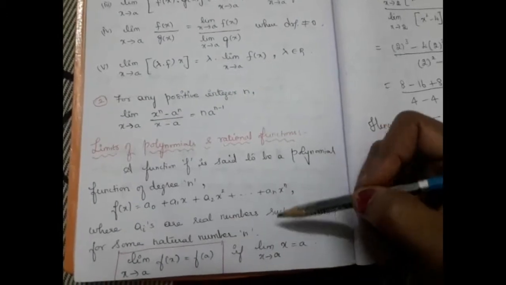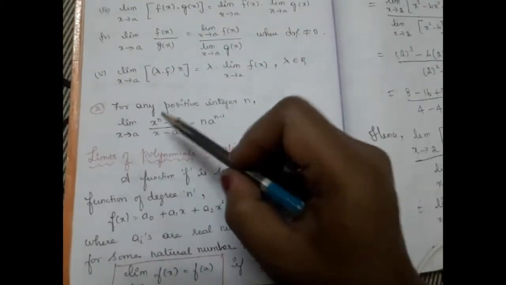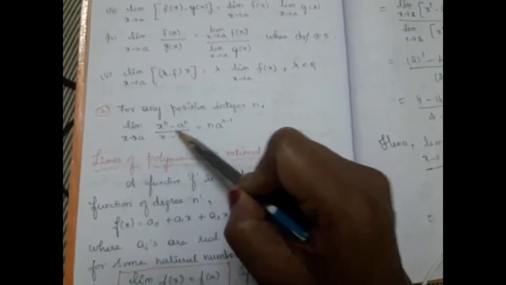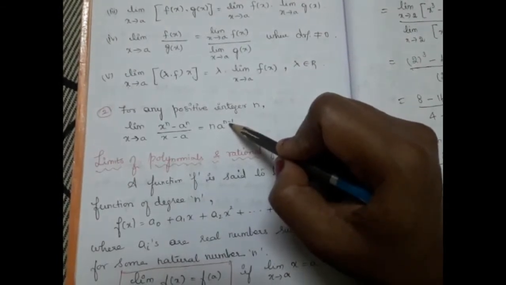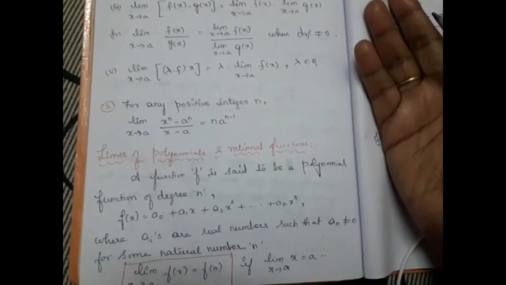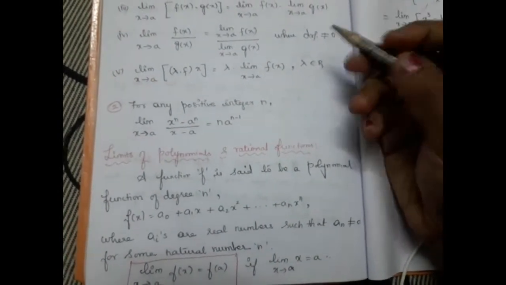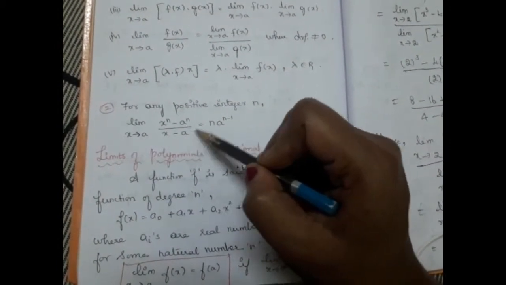Limit x tends to a, f of x is nothing but f of a, if f is defined at x equal to a. Using this we have solved a theorem which says limit x tends to a, x power n minus a power n divided by x minus a is equal to n into a power n minus 1. These are all the things we have seen in detail in the previous classes. I am giving you a quick recap of what we have learnt, right? So we have seen this theorem: limit x tends to a, x power n minus a power n divided by x minus a is equal to n into a power n minus 1.